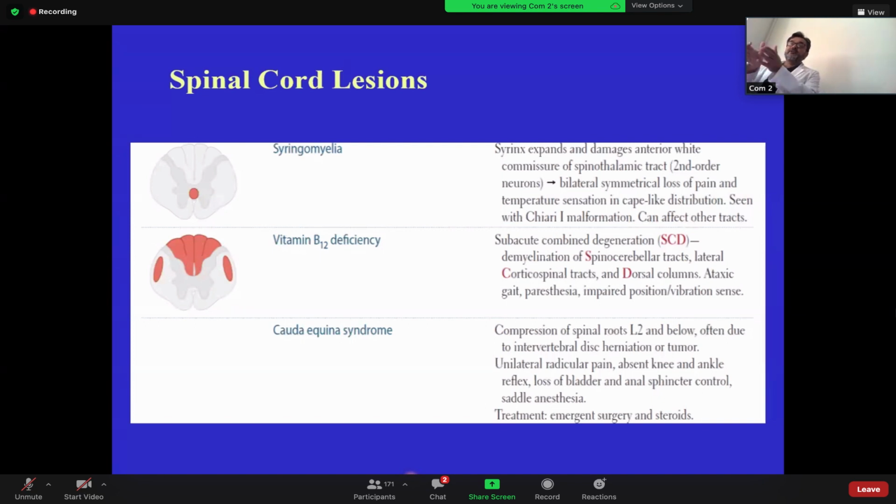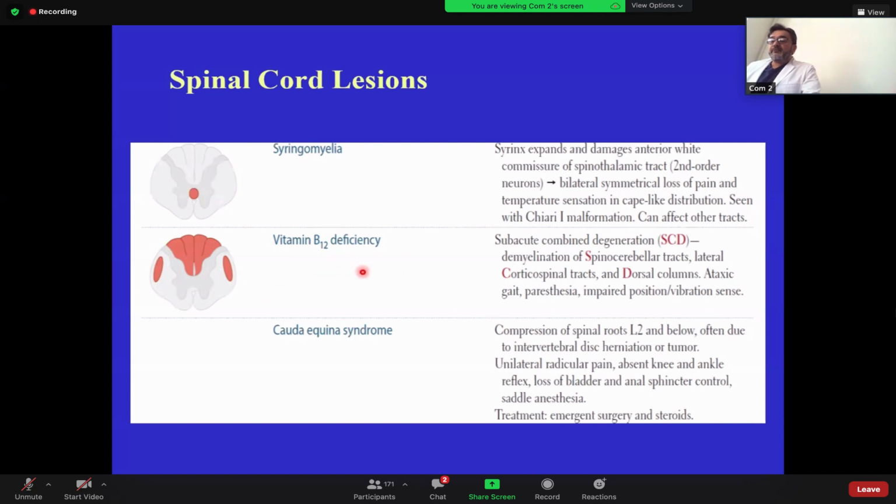So in syringomyelia, usually it is the cervical part of the spinal cord which is affected and the central canal is dilated. So what happens is that you would lose bilateral pain and temperature in the upper part of the body, and the lower limbs would be spared. Similarly, the distal part of the limbs would be less affected as compared to the proximal part of the limbs.